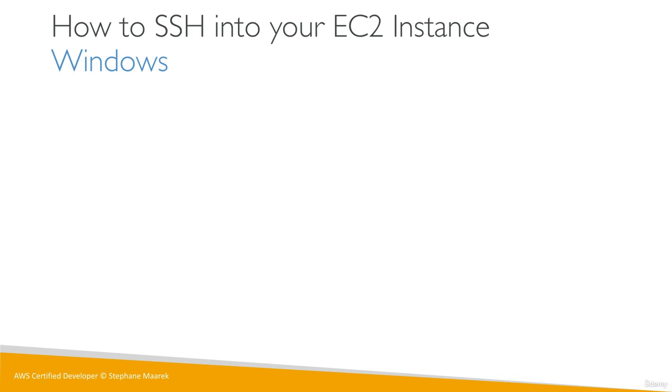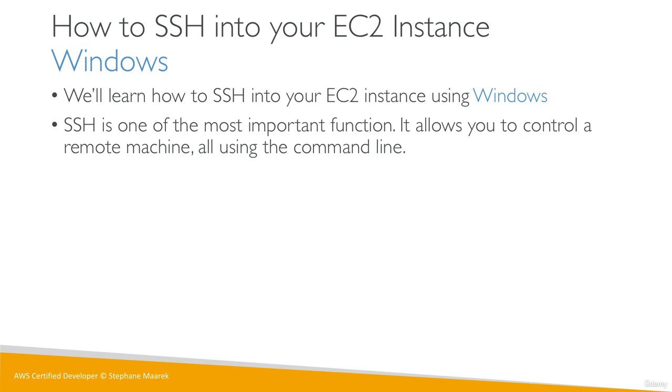Okay, so we are going to learn how to SSH into our EC2 instance using Windows. And for this, we used to say, what is SSH? Well, SSH to me is one of the most important functions, especially when you deal with Amazon Cloud. It will basically allow you to control a machine remotely, all using the command line, okay?